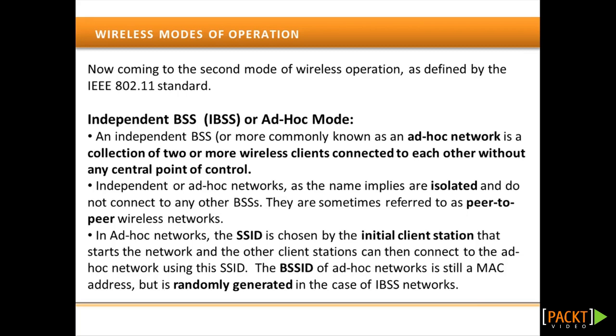In ad hoc networks, the SSID is chosen by the initial client station that starts the network, and the other client stations can then connect to the ad hoc network using this SSID. The BSSID of ad hoc networks is still a MAC address, but is randomly generated. This concludes our current topic. Next we are going to talk about the flow of packets in the wireless connection setup process, followed by an introduction to wireless frames.